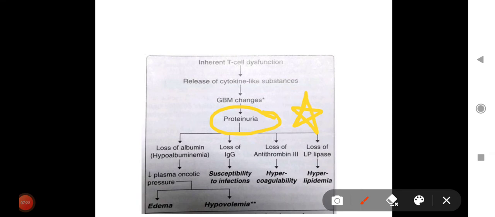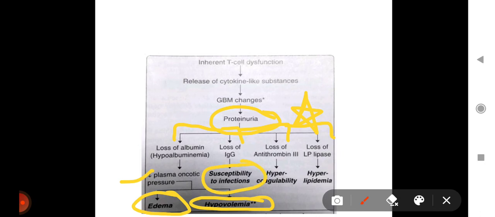Now proteinuria is the central part of nephrotic syndrome. What happens with proteinuria? There is loss of albumin, loss of IgG, immunoglobulin G, loss of antithrombin 3 and loss of lipoprotein lipase. Loss of albumin leads to decreased plasma oncotic pressure obviously, which leads to the most cardinal manifestation of nephrotic syndrome, that is edema and hypovolemia. Now loss of IgG leads to susceptibility to infection.